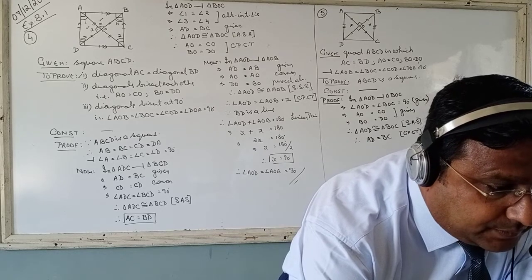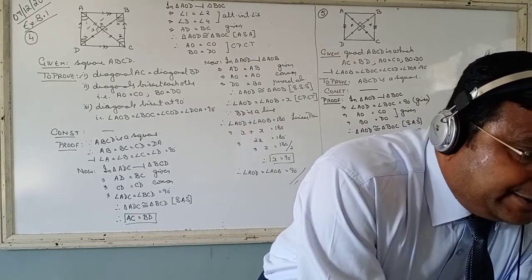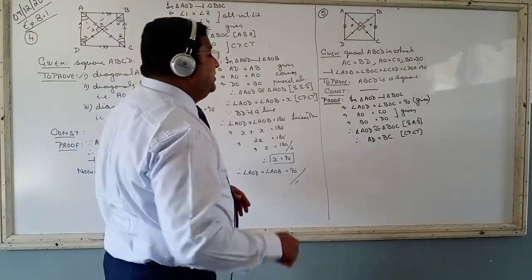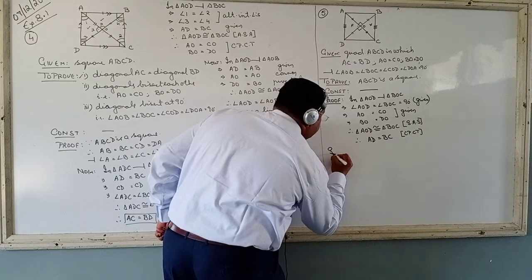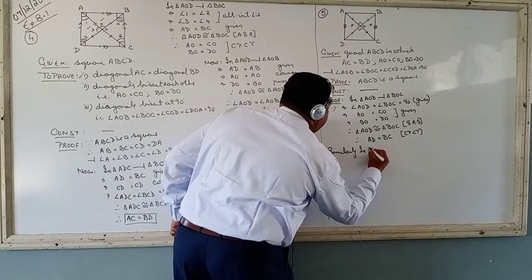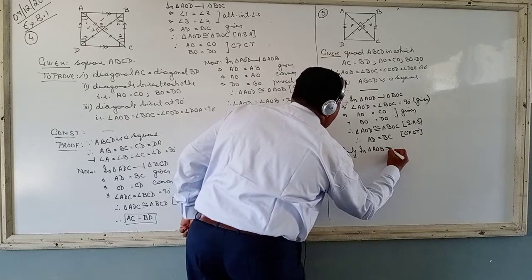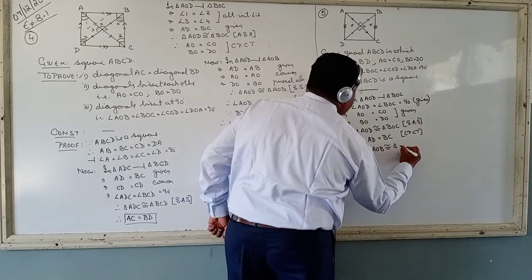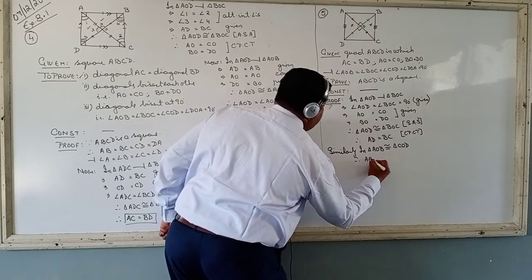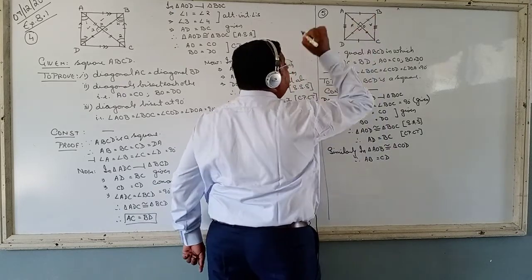Clear, students? So I hope you have seen it. Now check. Similarly, in triangle AOB congruent to triangle COD, therefore AB is equal to CD.